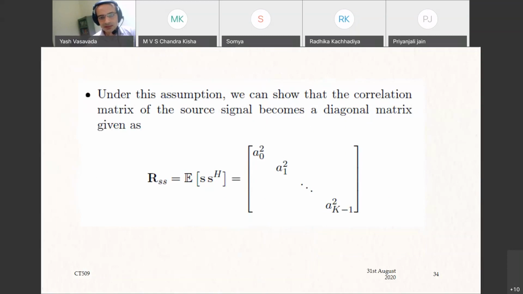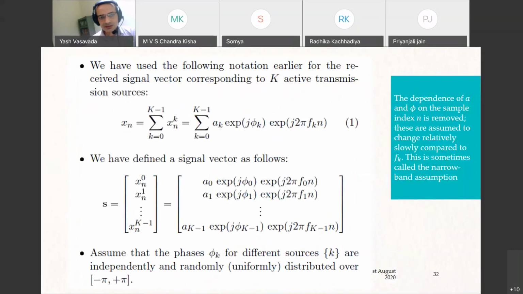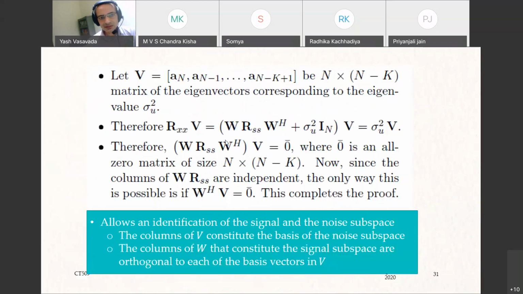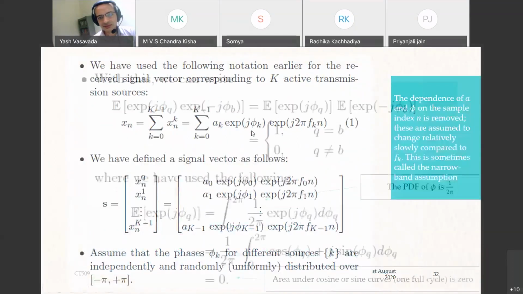Remember, what we are interested in now is to get a handle on this correlation matrix RXX, which is given by this bracketed term. So we are taking a stepwise approach. We have said that under certain assumptions regarding the signal vector S, this is what RSS looks like. And that answer we have mentioned over here.